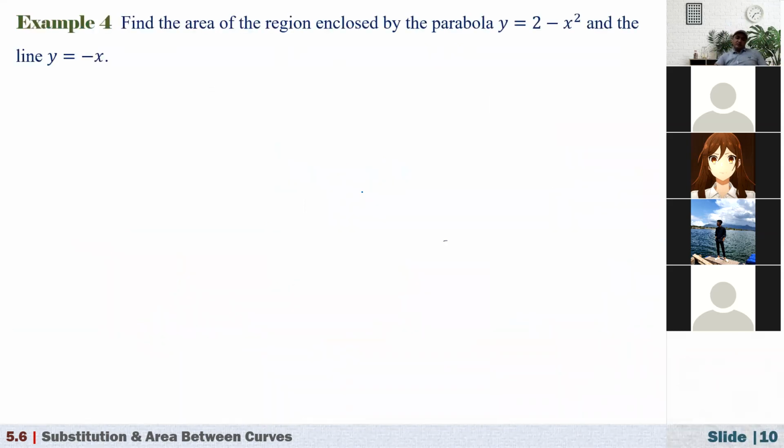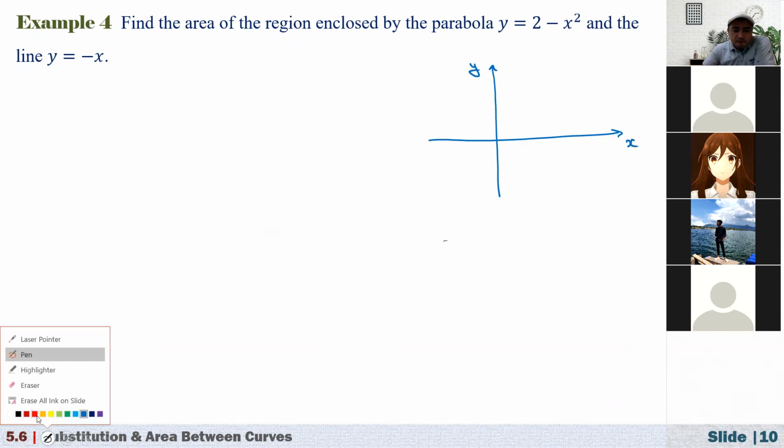Okay, now let's use this formula to solve this question. Find the area of the region enclosed by the parabola y is equal to 2 minus x squared, and the line y is equal to minus x. So here, let's say this one is our y-axis and the x-axis. y equals 2 minus x squared, right?